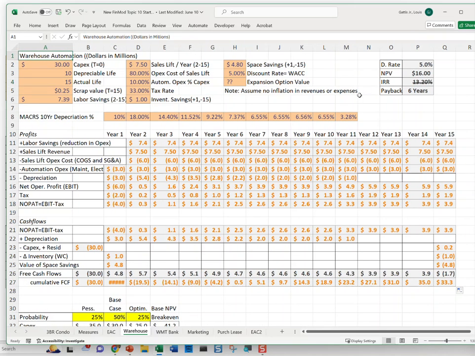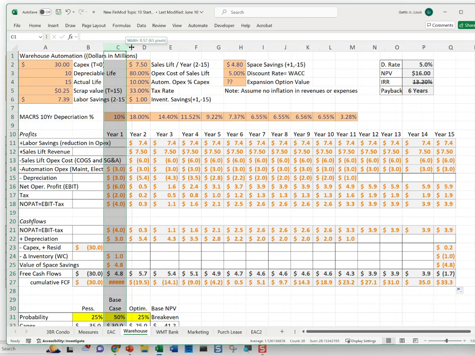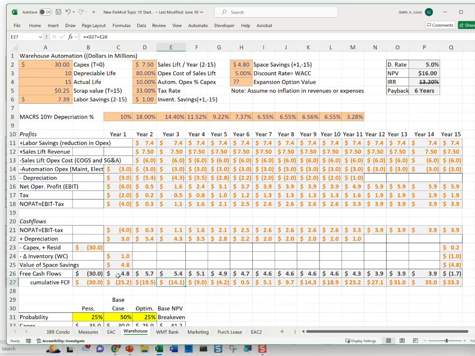So this is a way in which corporations could evaluate whether to automate a warehouse with robotics, incorporating both labor savings, additional sales, the OpEx of running it, the depreciation, the space savings, and so forth. So this is a good example of a real life example that I worked out with some supply chain folks at Penn State to be as realistic as possible at the time.